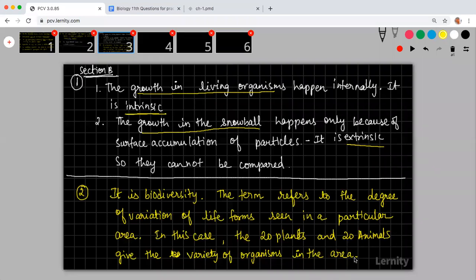So variety, if only 2 plants and 2 animals are there in a particular area, you can consider it as diversity, I mean diversity in the sense of biodiversity only. Diversity can be anything. For example, you talk about language diversity, race diversity, employment diversity, diversification of funds. But when I'm using the word biodiversity specifically, it refers to the extent of variation that you see in a particular region.